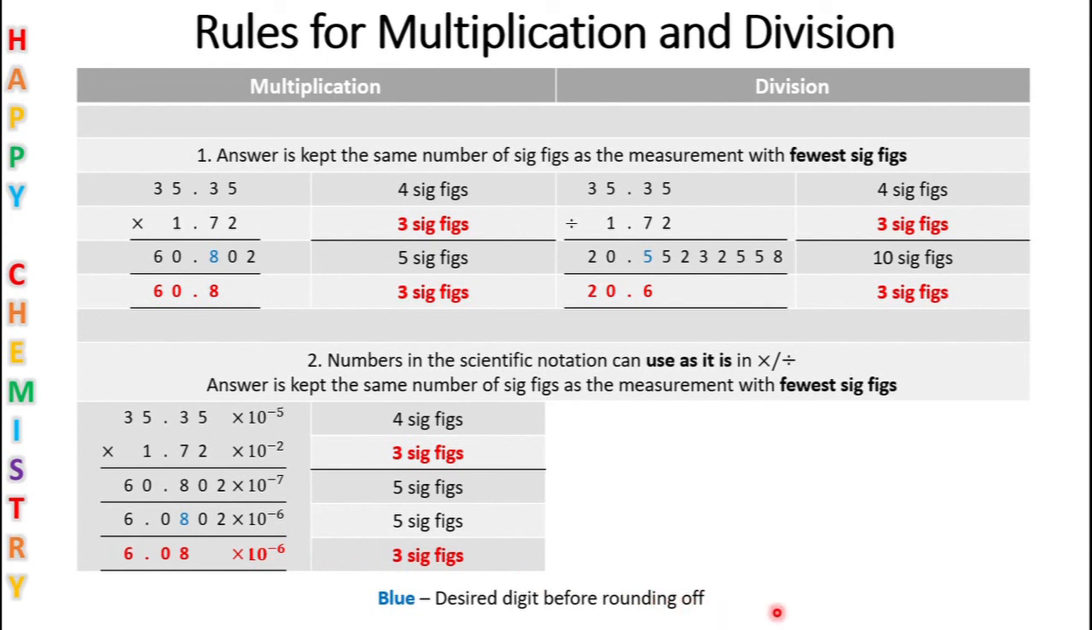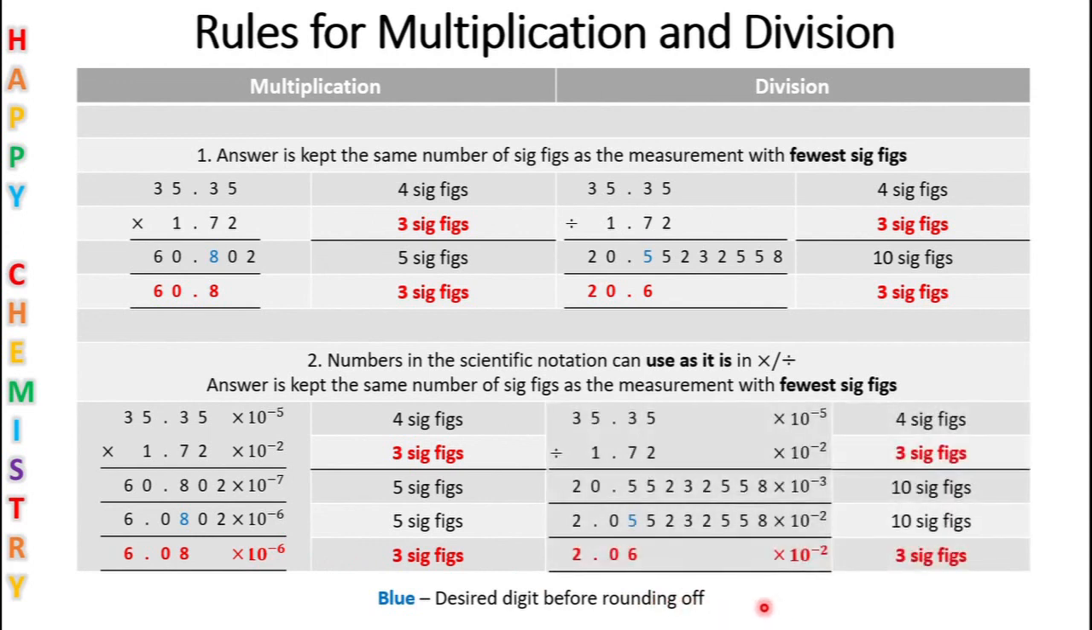Let's now see an example for the division. 35.35 into 10 to the power minus 5 is divided by 1.72 into 10 to the power minus 2. Here also we separately divide the number and the exponent. 35.35 divided by 1.72 is 20.55232558 and beyond. 10 to the power minus 5 divided by 10 to the power minus 2 is 10 to the power minus 3.